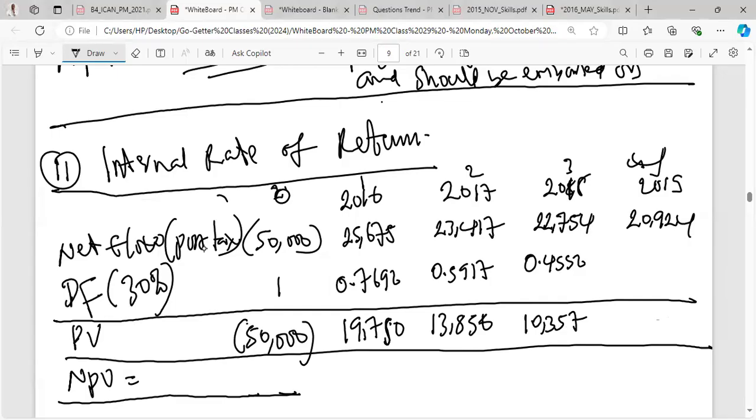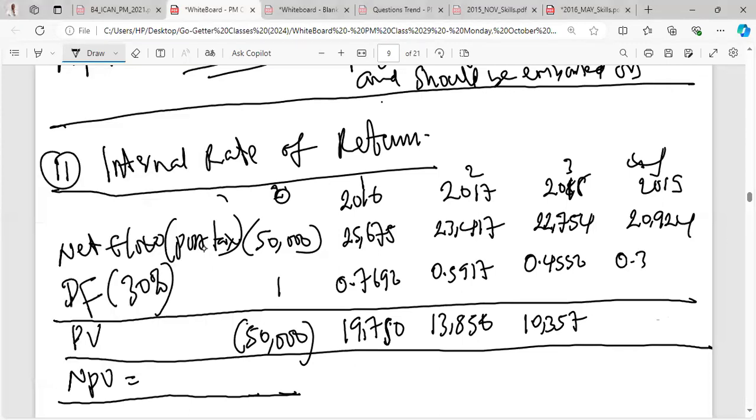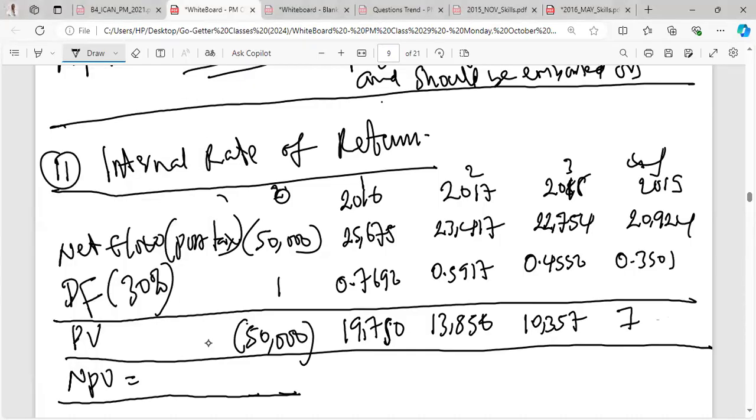Then the next one is 1.3 raised to power minus 4. That will give you 0.3501. Multiply it straight with 2924. That gives me 7326. All right, so now we have it.